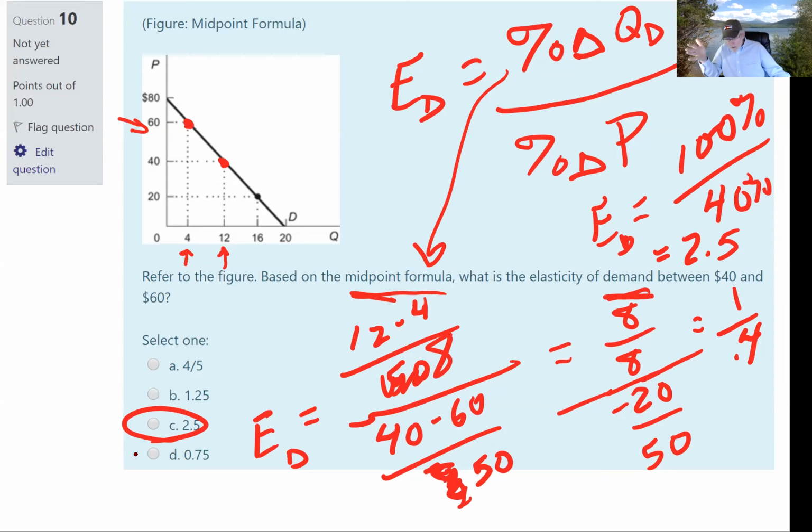And what would we call that demand? Elastic or inelastic? We'd say it's very elastic, because anytime the elasticity coefficient is greater than 1, we call it elastic, and 2.5 is a lot greater than 1. 2.5 means that for every 1% change in the price, the quantity demanded doesn't just change by 1%, it's going to change by 2.5%. So this indicates that consumers are very responsive to a price change over this interval that we're looking at. Okay.